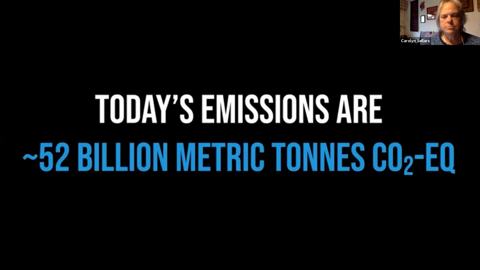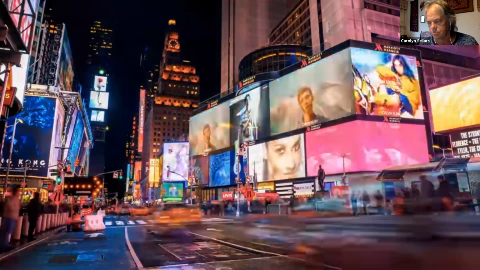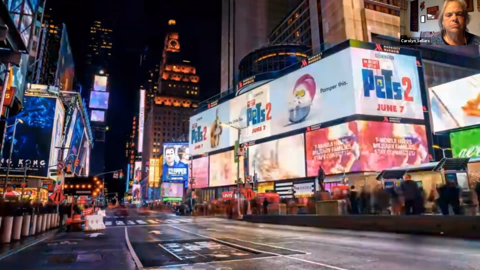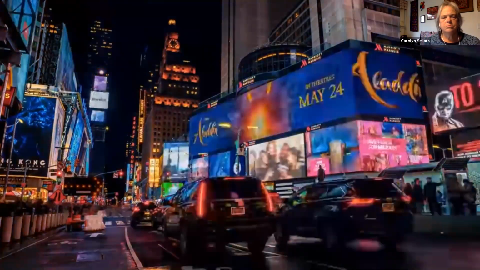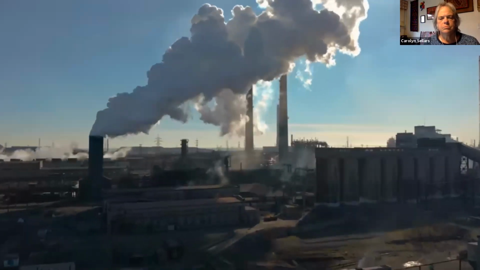What the heck is a gigaton? It's just a fancy word for a billion metric tons. So we emit 52 billion metric tons of pollution into the atmosphere every year. But there are only 7.5 billion of us. So on average, we're emitting many, many tons of pollution per person into the atmosphere. That's a huge amount. And we're going to talk more about that and how we can cut that down.